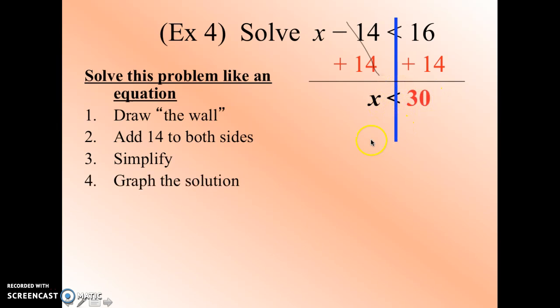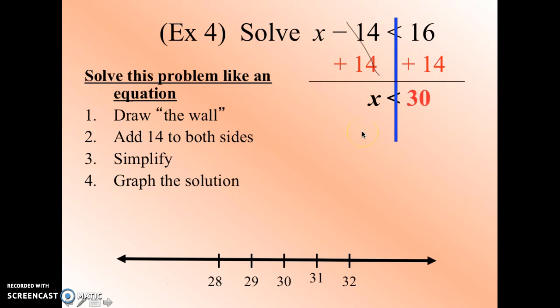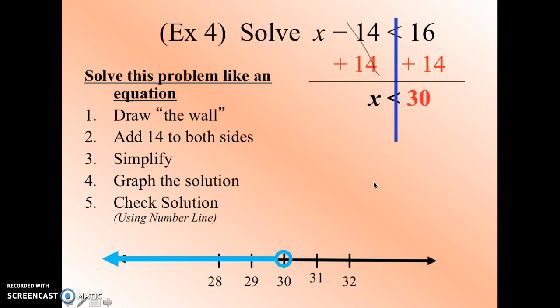Now one of the last things to do is to graph the solution. So we draw our number line. We put an open circle because it's just less than, not less than or equal to, and we draw an arrow to the left. Lastly, let's check the solution. Now, would we try 30? No, because it's not a closed circle. It's also not a less than or equals to.